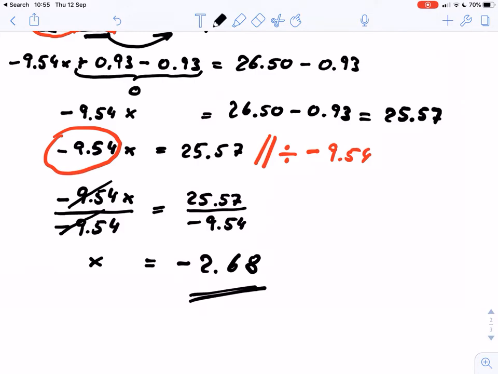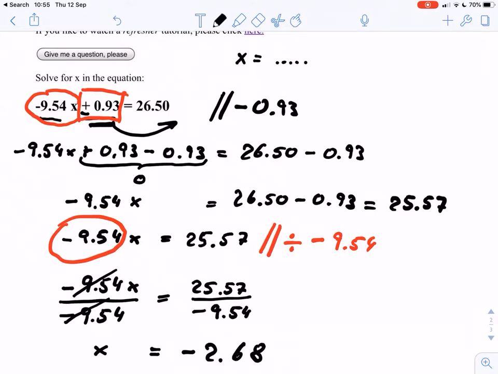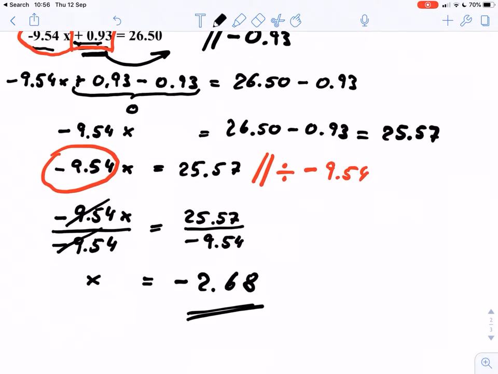So first we need to get rid of everything that does not contain the x by bringing it to the other side, and then we get rid of everything in front of the x, and we must not forget to do both operations, to do all operations to both sides of the equation.